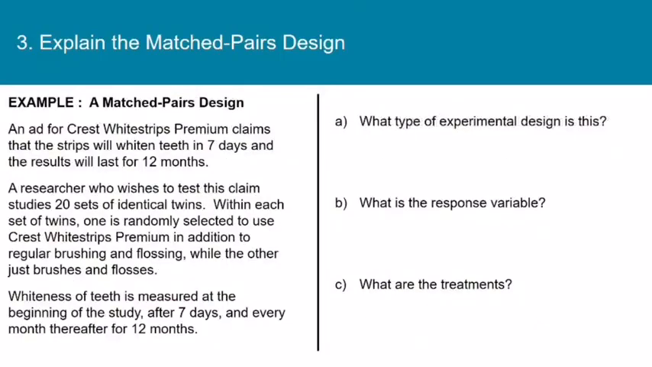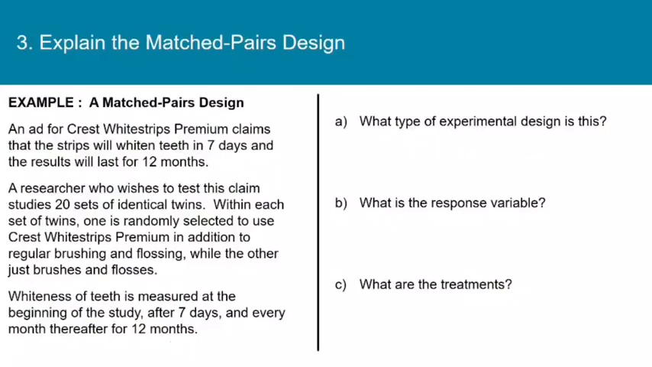And here's another matched pairs design experiment for us to look at. An ad for Crest White Strips Premium claims that the strips will whiten teeth in 7 days and the results will last for 12 months. A researcher who wishes to test this claim studies 20 sets of identical twins. Within each set of twins, one is randomly selected to use Crest White Strips Premium in addition to regular brushing and flossing, while the other just brushes and flosses. Whiteness of teeth is measured at the beginning of the study, after 7 days, and every month thereafter for 12 months. Okay, what type of experimental design is this?